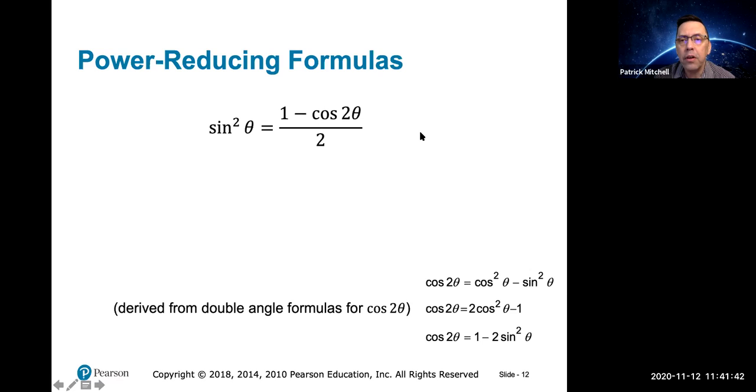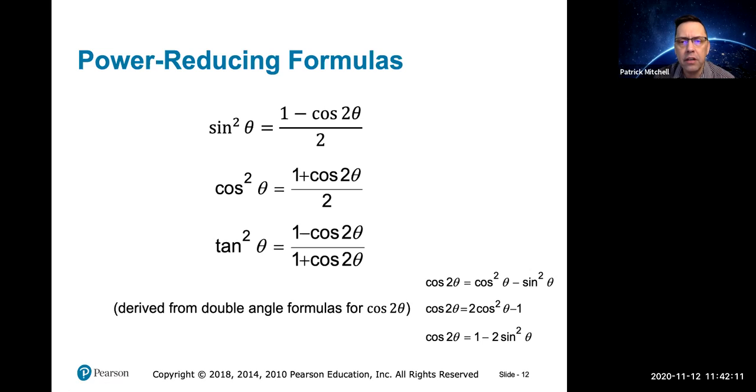And then there's also a power reducing formula for cosine. Cosine squared theta equals 1 plus cosine 2 theta over 2. Notice those two look very similar, except for the sign in the middle. And this formula comes from the second version of the double angle formula for cosine, if you solve this one for cosine squared theta.